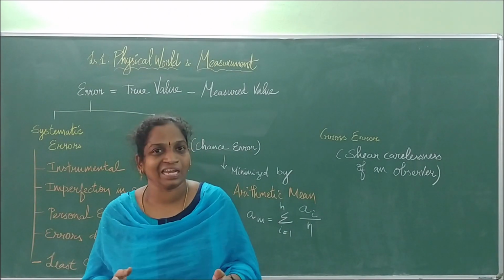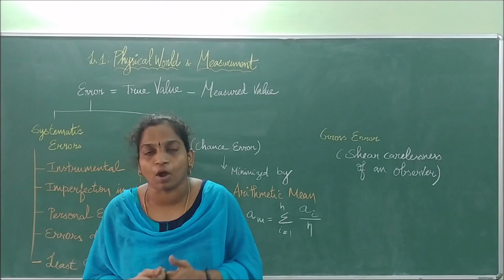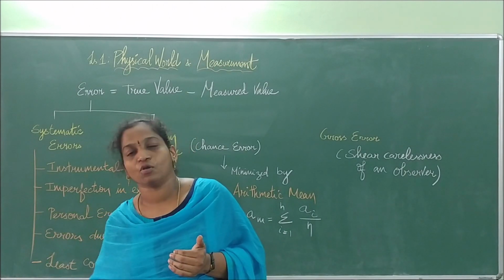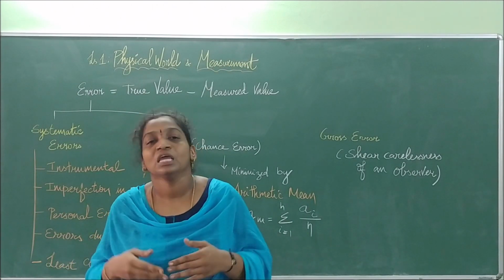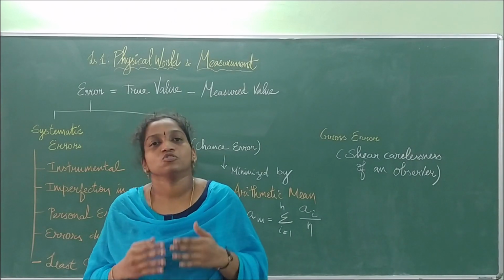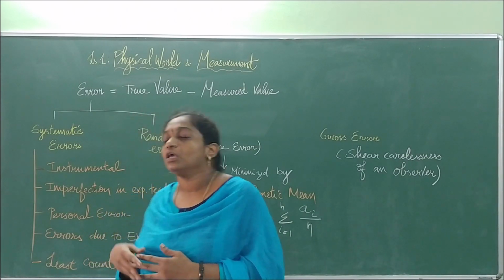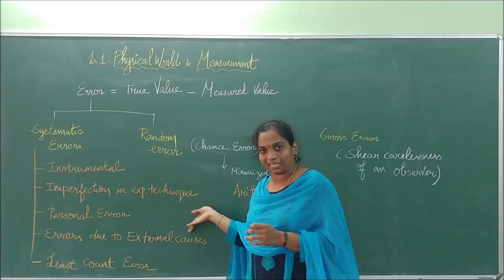So for doing any heat experiment, we have to keep our setup insulated, because the surrounding temperature should not affect my heating body. We call that type of thing imperfection in the experimental technique, right?